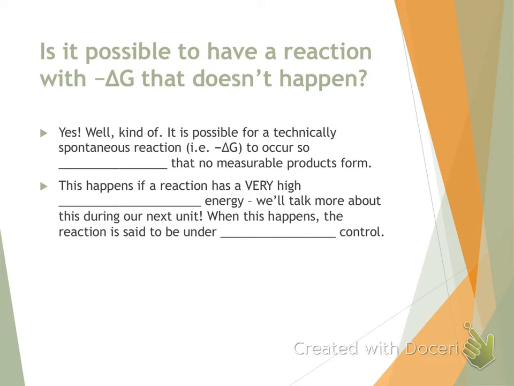If we have a negative delta G, our reaction is spontaneous, it's thermodynamically favorable, but it doesn't necessarily always happen. Sometimes a reaction can happen so slowly that we don't actually make a measurable amount of products. Whenever that happens, it's because we have a very, very high activation energy. So it's really hard for our reaction to actually achieve that reaction energy in order to start. So we're going to learn more about that in our kinetics unit in Unit 5. But whenever this happens, we say that our reaction is under kinetic control.